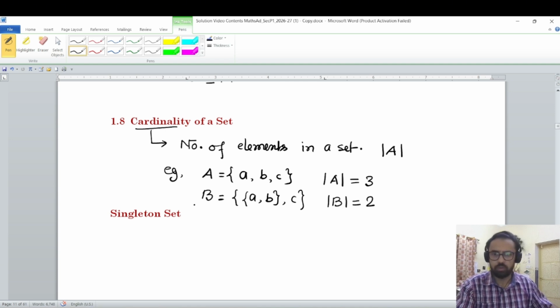Okay, so I hope cardinality you understand. Further we will see this. Cardinality means what? The number of elements.